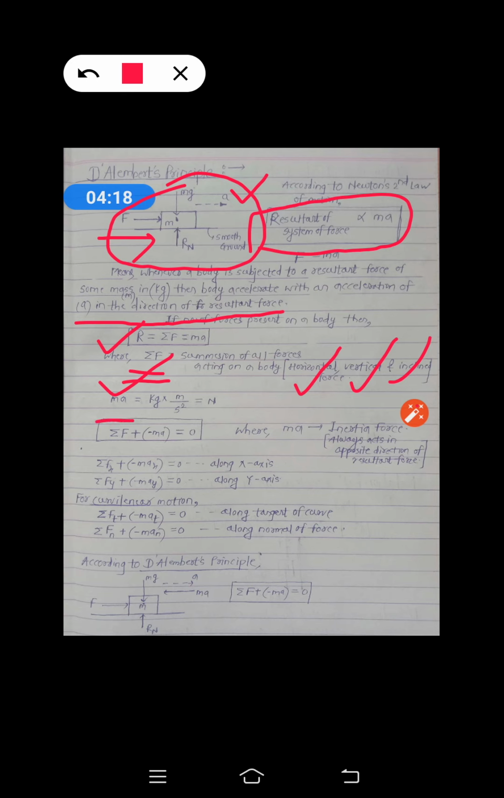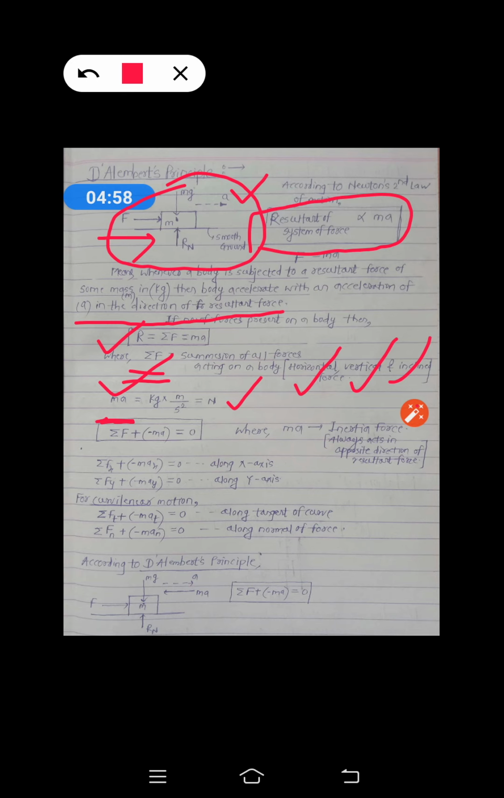Now see the next. This product, mass into acceleration, means mass is measured in kg multiplied by acceleration measured in meter per second square. Once you do this conversion, you get one quantity, that is Newton, and Newton is nothing but force. This part we already discussed in the previous video lecture.